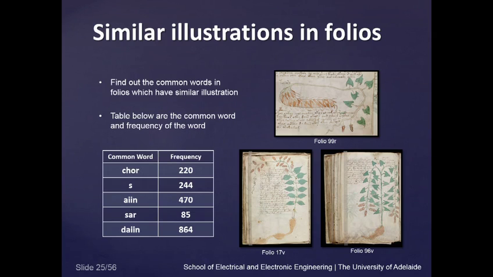Unfortunately, the common words in the 3 folios have a very high frequency, which means they appear everywhere in the manuscript. So we still cannot tell which word is used to describe the illustration.